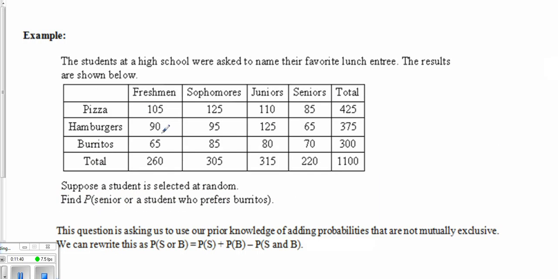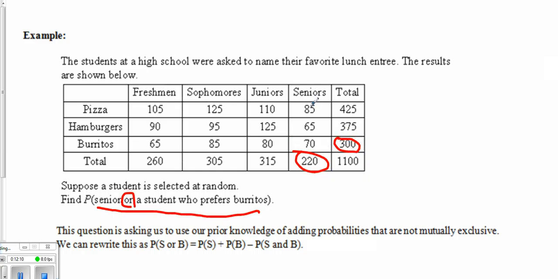Let's look at another example. Again, this one will not be conditional. It's just a little more specific. In this case, we're looking for the probability of it being a senior or a student who prefers burritos. With this additional "or" word, this means all of these seniors will work, so this total right here, and that they prefer burritos. So we want the total of all these people who prefer burritos.